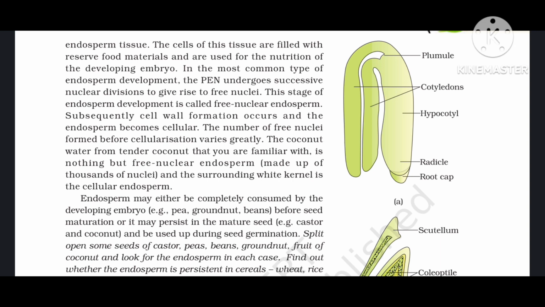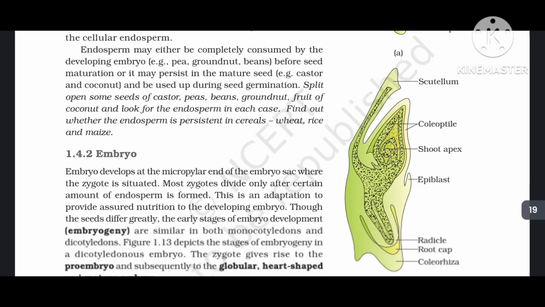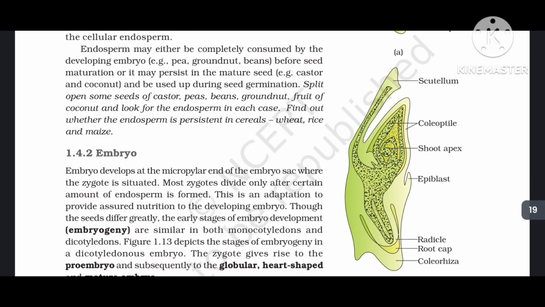Endosperm may either be completely consumed by the developing embryo before seed maturation, for example pea, groundnut, beans, or it may persist in the mature seed, for example castor and coconut, and be used up during seed germination. Split open some seeds of castor, peas, beans, groundnut, and the fruit of coconut, and look for the endosperm in each case. Find out whether the endosperm is persistent in cereals: wheat, rice, and maize.